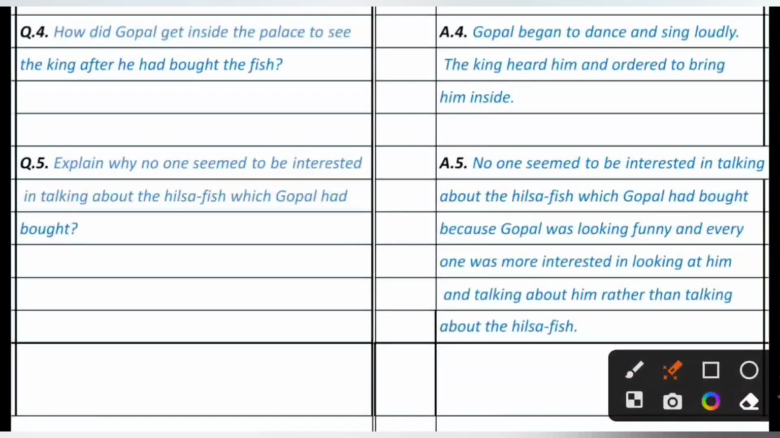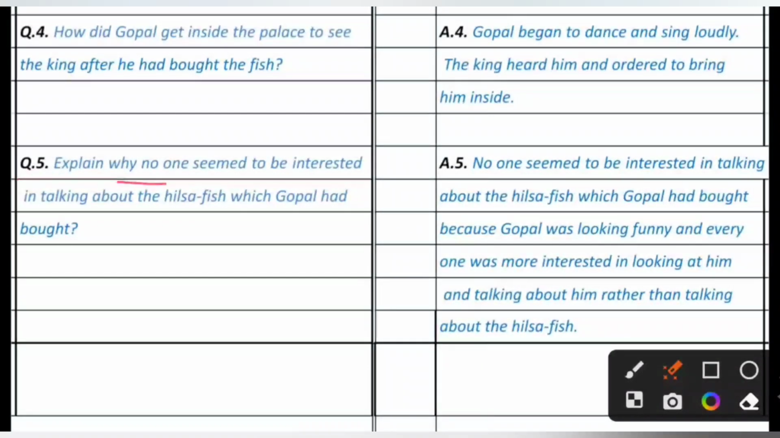Fourth question can be, how did Gopal get inside the palace to see the king after he had bought the fish? And the answer will be, Gopal began to dance and sing loudly. The king heard him and ordered to bring him inside.